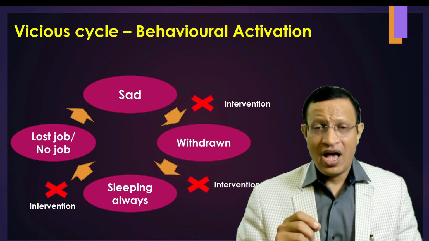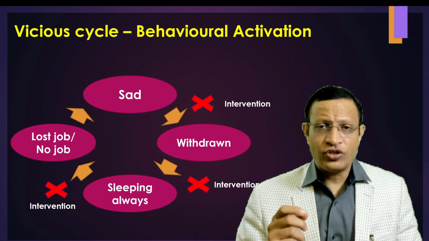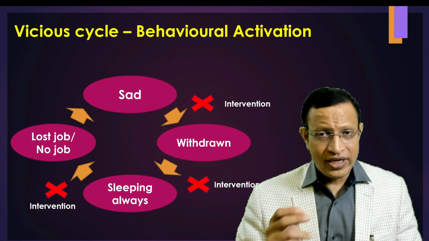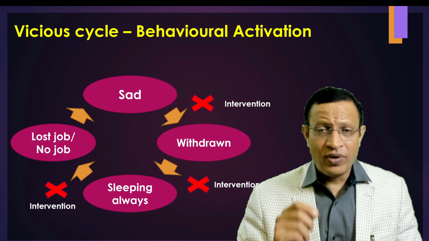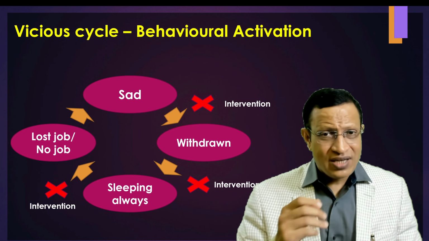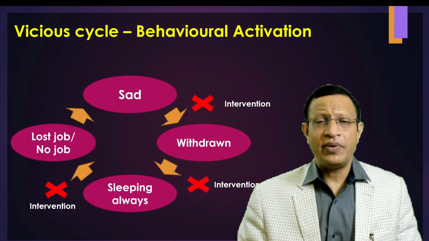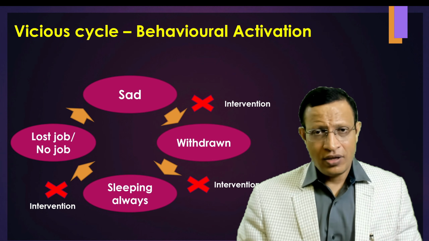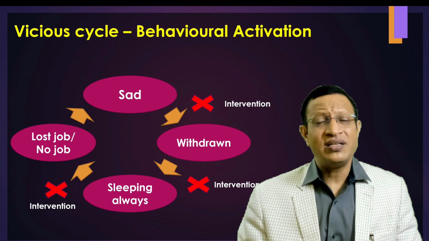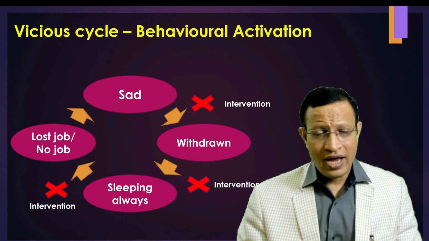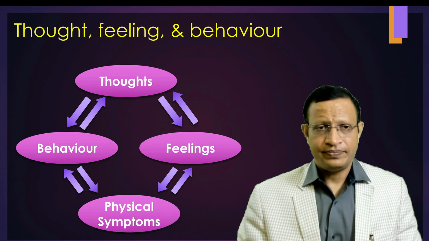At the same time, ask him to apply for a job and go for the interview. So those kinds of behavioral activation need to be done. Once he starts going outside, he will start meeting people. Once he starts meeting people, he may get positive feedback, or he may also get negative feedback, but this cycle starts breaking down, and then his illness starts getting cured.